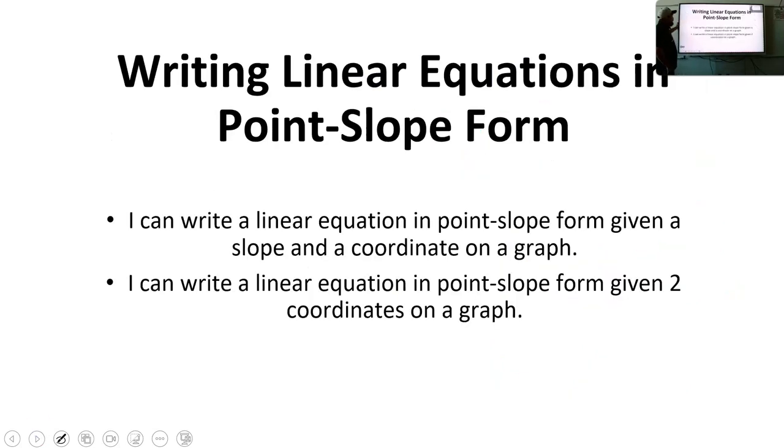So our goals: I can write a linear equation in point-slope form, given a slope and a coordinate on a graph. And your second goal: I can write a linear equation in point-slope form, given 2 coordinates on a graph. So good luck with your assignment, and let me know if you have any questions.